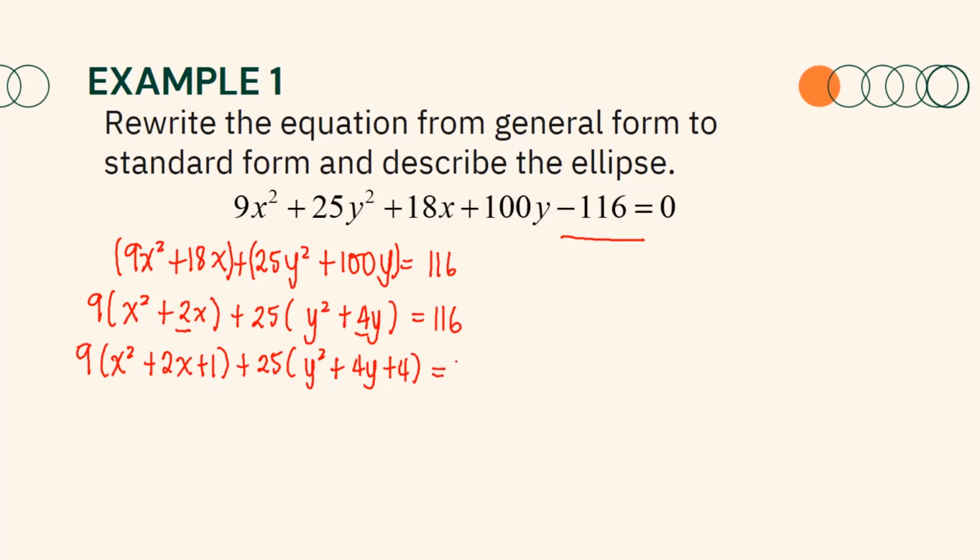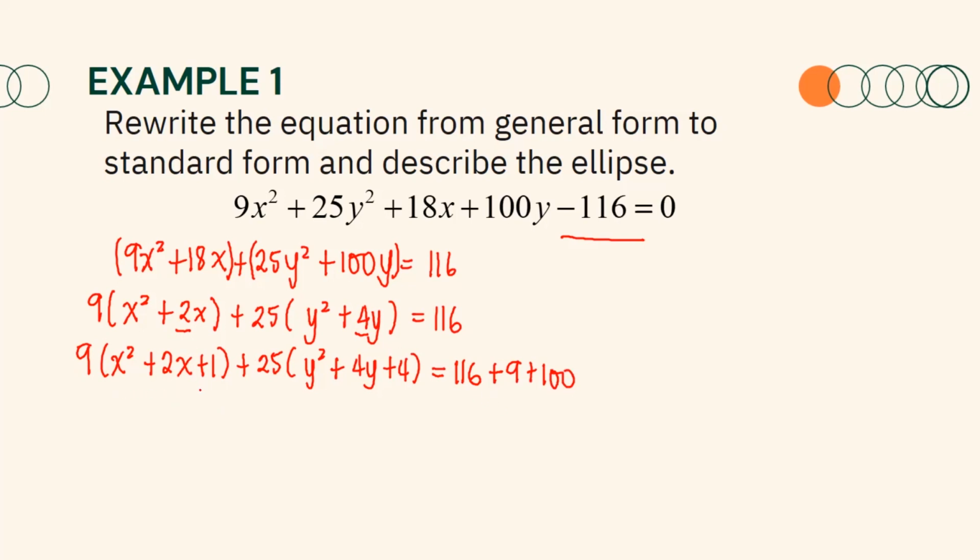Continuing this equation, we will have equals 116 plus, remember that what you have added on the left side should also be added on the right side. However, since we have 9 here and 25 here, we need to multiply 9 to the constant 1 and 25 to the constant 4. So 9 times 1 is 9 plus 25 times 4 is 100. Moreover, factor the perfect square trinomials and simplify the right side of the equation.